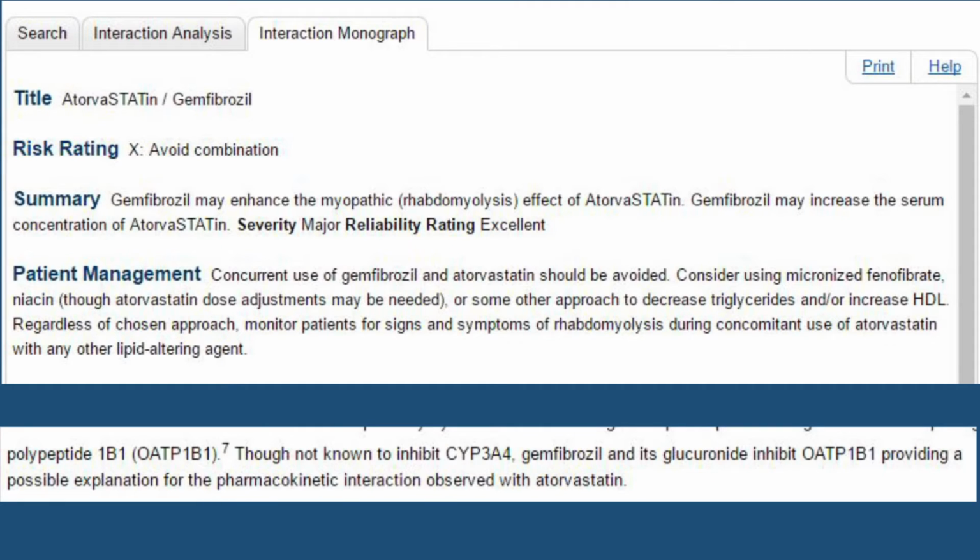Further down, we see that the likely mechanism is gemfibrozil reducing transport of atorvastatin into the liver by inhibiting organic anion transport polypeptide. This might change the intrinsic clearance of atorvastatin, leading to higher concentrations.